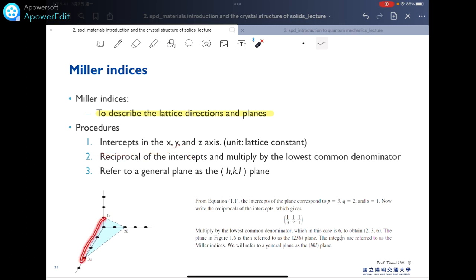So in this case, if we want to define this plane, we have three along this axis, two along this axis, and one along this axis. This is three, two, one. So first of all, we find the intercept with the x, y, and z axes. Intercept means 截距. So let's find the 截距 along the x, y, and z axes, considering a unit lattice constant.